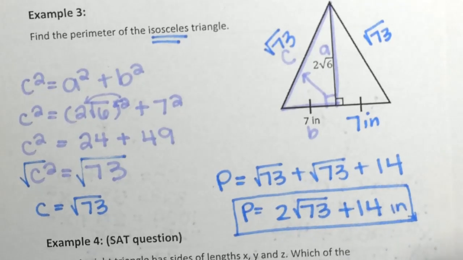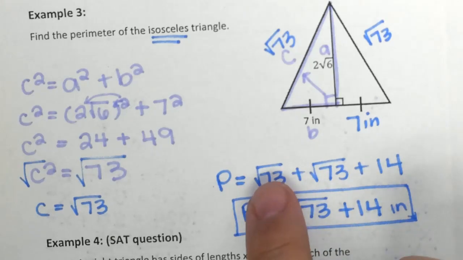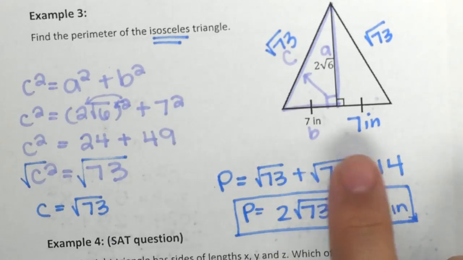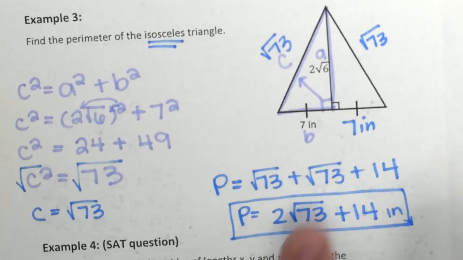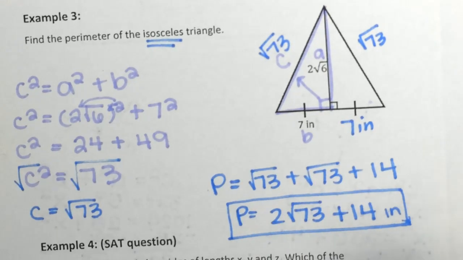Now, what if this problem said you could round to the nearest tenth? If it told you to round, then you could put it in the calculator and figure out the decimal. But unless it tells you that, you need to give me an exact answer. All right. How did you get the 2? The 2. Because think of this, if this was x and x, what is x plus x? 2x. So the square root of 73 plus the square root of 73, there are 2 of them.